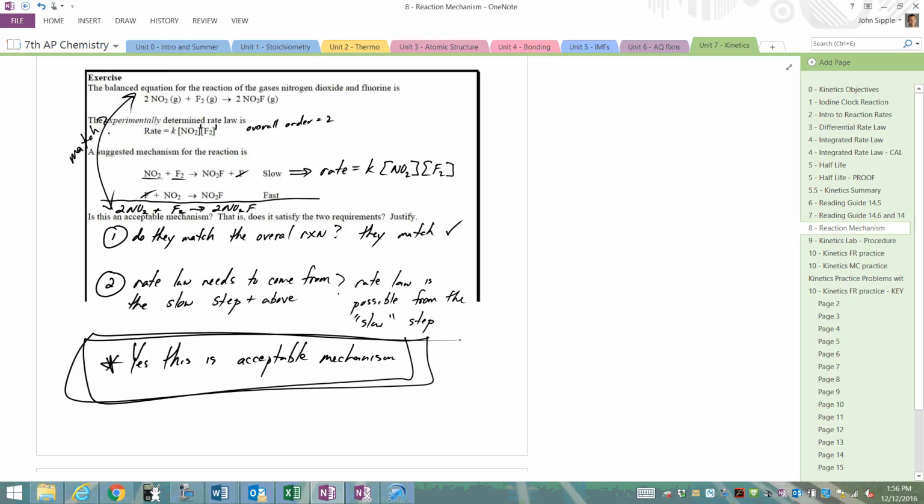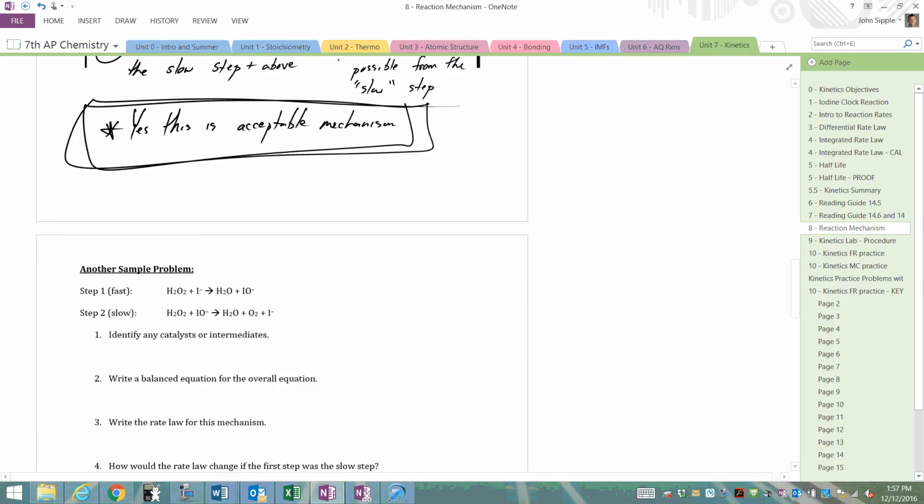In the next problem, I'll show you what I mean by the slow step and above. We'll include any reactions above the slow rate determining step of the reaction. The amounts of reactants in the slow step and above are going to matter for the rate law. So there's that one. Let's do the next one and keep going.